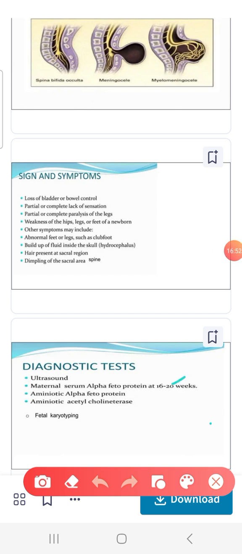The maternal serum alpha fetoprotein test. This test is done within 20 weeks. And amniotic tests also. These are some tests mentioned. With the help of these diagnostic tests, we determine whether folic acid is perfectly present in our body or not. These are also characters to determine whether a neural tube defect is present in the baby or not. Right.